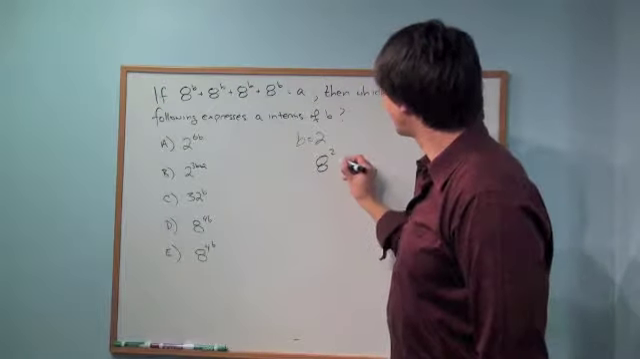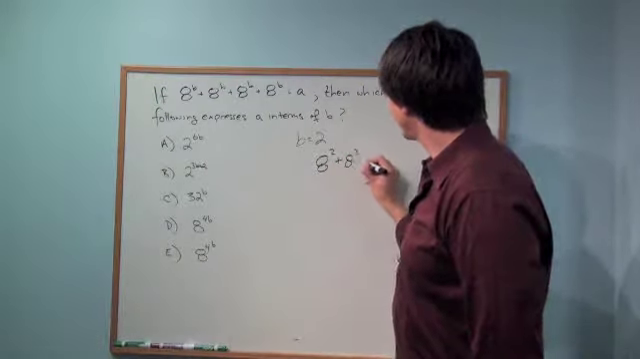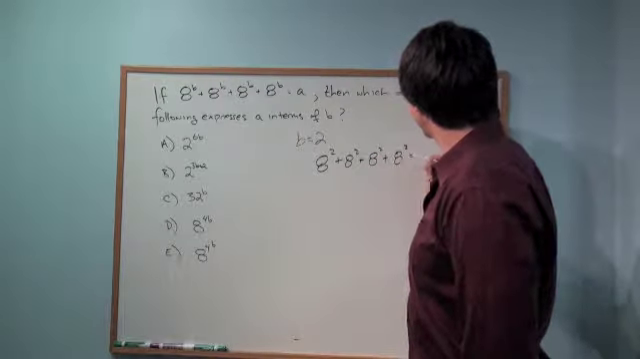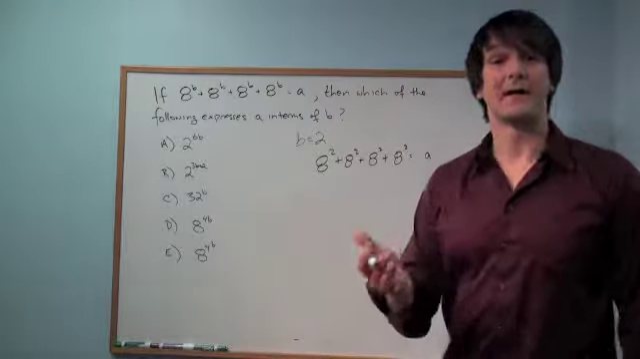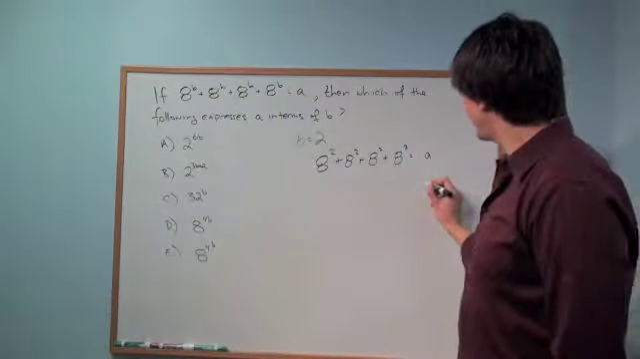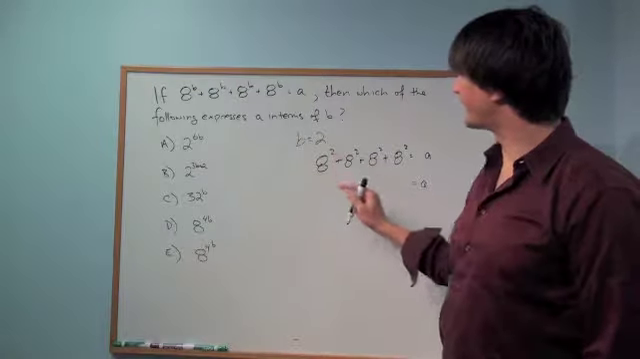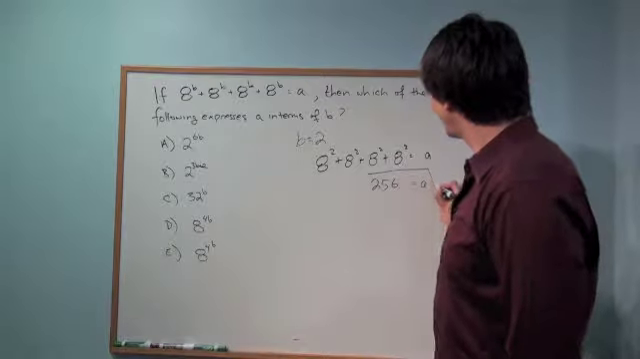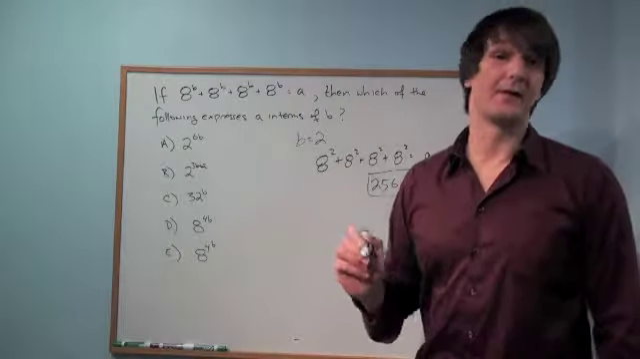So I have 8 squared plus 8 squared plus 8 squared plus 8 squared equals a. And you've all got calculators on this test, so you can very quickly enter that into your calculator. Or if you're a quick study, you'll know that 8 squared is 64, times 4 gets me 256, and let's put a box around that because it's very important.